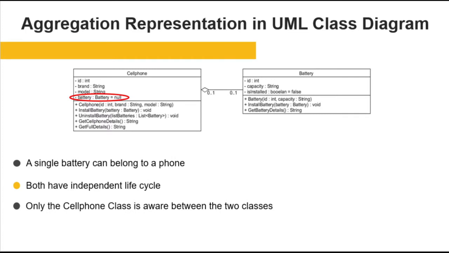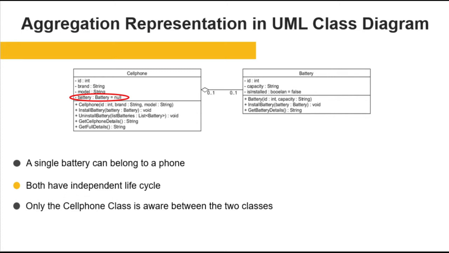Aggregation representation in UML class diagram. Aggregation is usually unidirectional. Only the whole class is aware and not the other class, which means that what we need to do is to define only a class field of the other class inside the whole class.